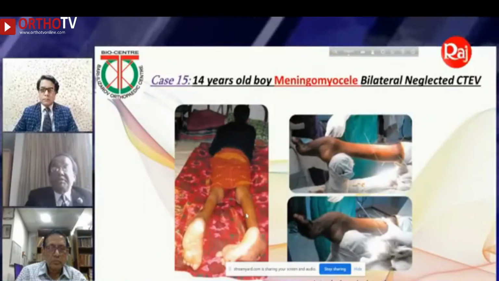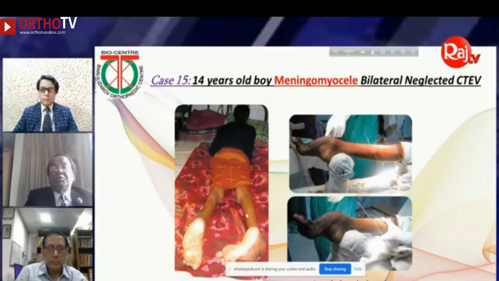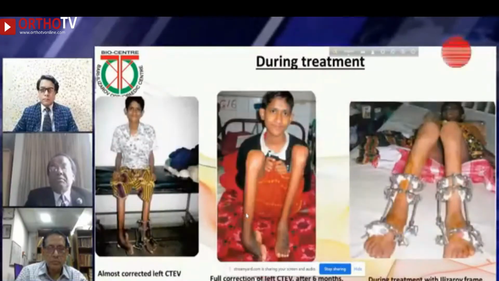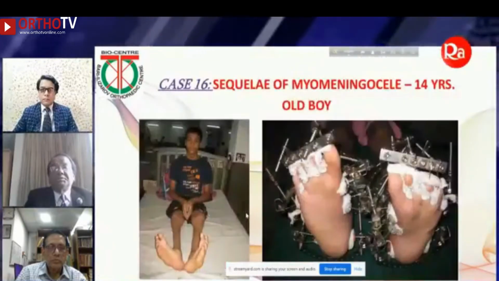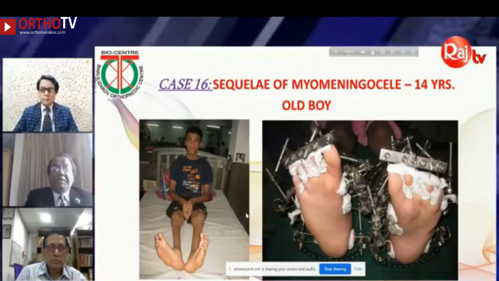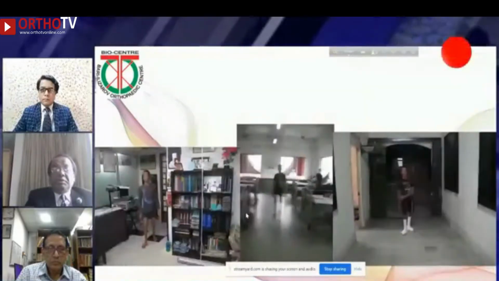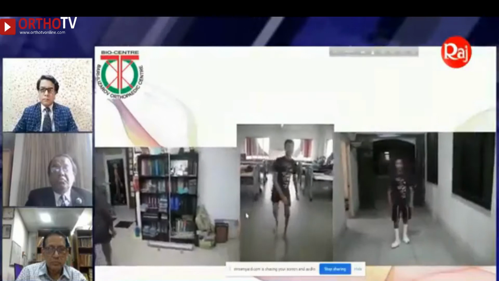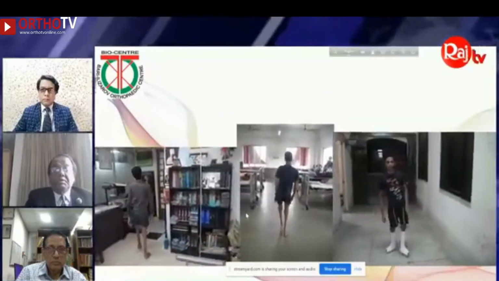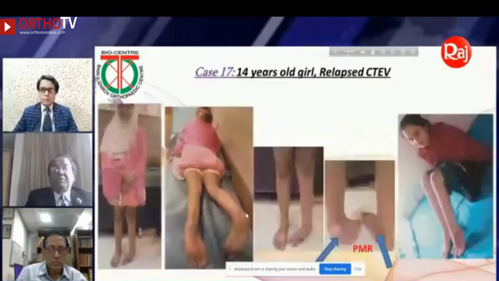This is meningomyocele. Again, difficult case. You'll face a lot of problems with sequelae of meningomyocele. These are the cases. See sequelae of meningomyocele. Look at the foot, 180 degree rotated foot. Now, see how he was walking before doing the surgery. Now, this is the plaster and after removal of the plaster.